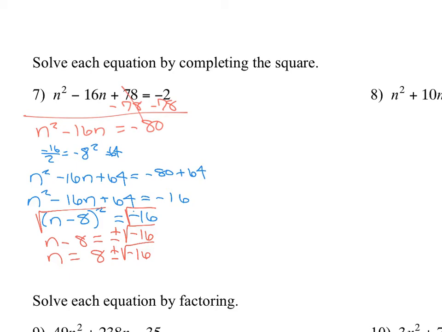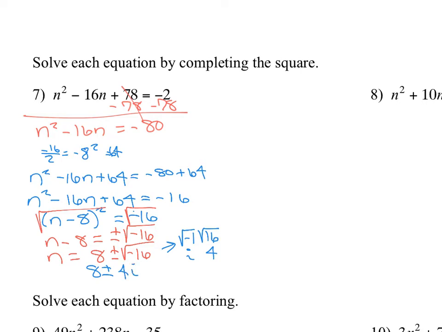Now remember, if we have a negative under that square root, that's telling me that we have an imaginary number. So I'm going to break this down as far as I can. I have negative 1, and then I'm also going to have my 16. Now I know that square root of 16 is 4, square root of negative 1 is i. So I have 8 plus or minus 4i.